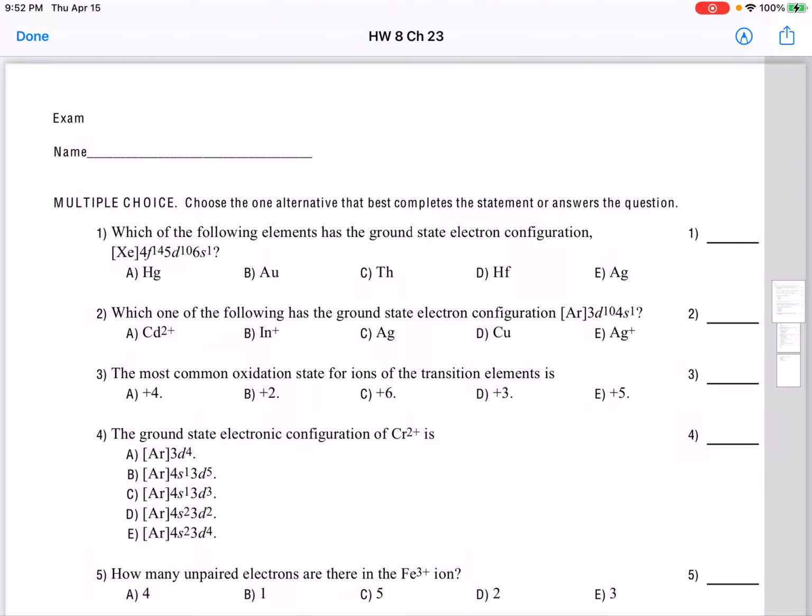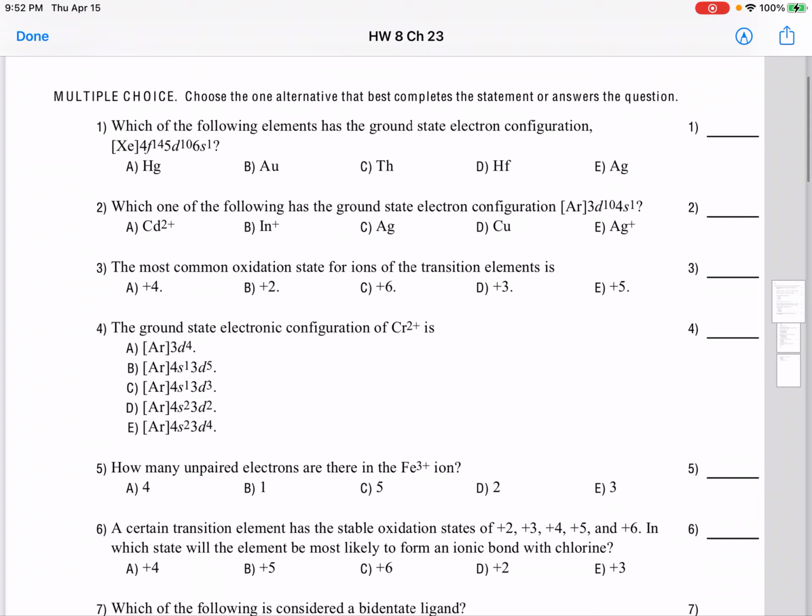Which of the following elements has the ground state electron configuration? So we are given a configuration and we need to find out what the element is. So how can we do this one? Look at the given electron configuration. We are given xenon as the noble gas prior to the element. Have a periodic table in front of you, and xenon, which is a noble gas, has 54 electrons, right?